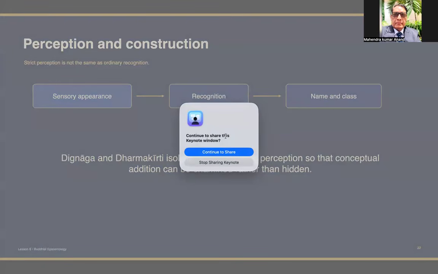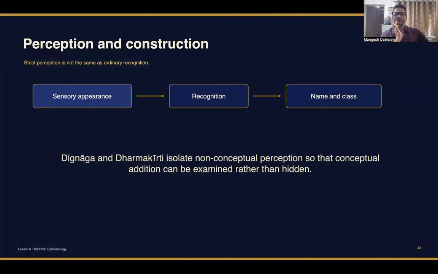Strict perception is not the same as ordinary recognition. So our perception, if we bring discipline into how we perceive something... Sometimes what happens, we do not see as it is. The process of seeing itself is already biased for many of us. And strict perception means that you directly perceive something. Many a times we even don't pay attention to the object.